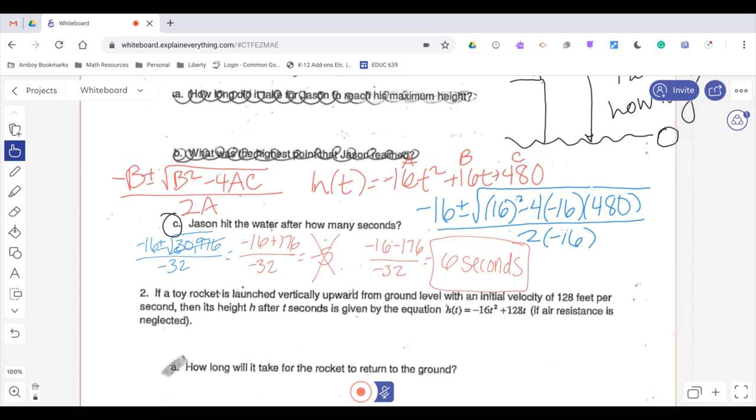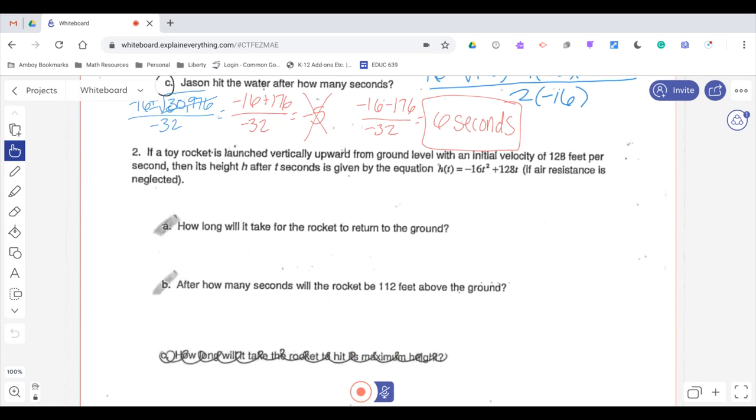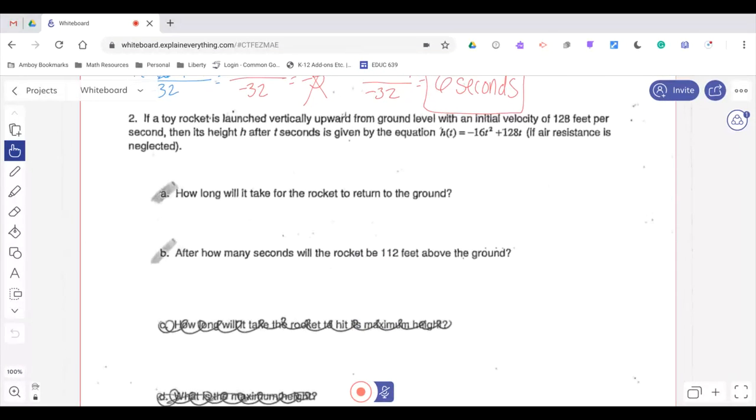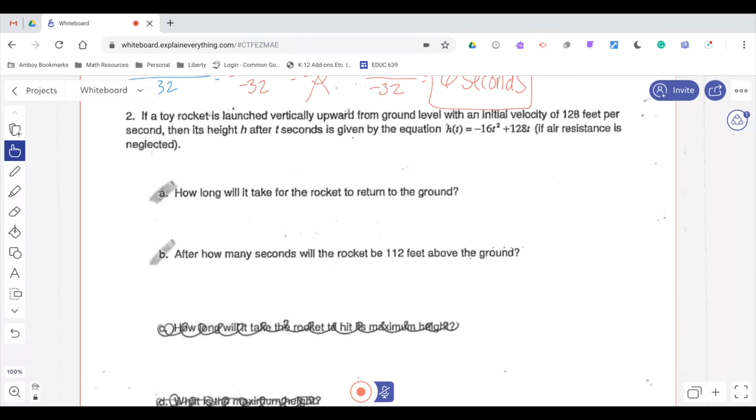Okay. Let's try another one. All right. If a toy rocket is launched vertically upward from ground level with initial velocity of 128 feet per second, then its height h after t seconds is given by that equation. Part A, how long will it take for the rocket to return to the ground?